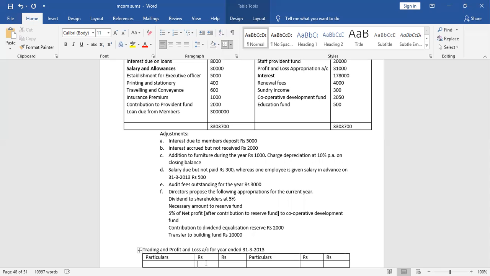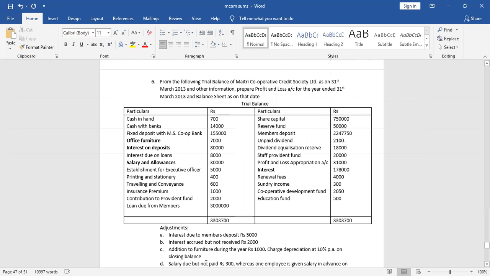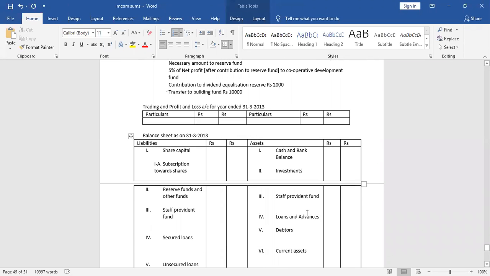So now let us start our sum. What we will be preparing: trading P&L account and balance sheet. So apart from housing society, other places we prepared because business है तो we will have to prepare trading P&L account. So what we have, कैश इन हैंड 700, कैश इन बैंक 14,000. सो दोनों का इफेक्ट बैलेंस शीट में देते.